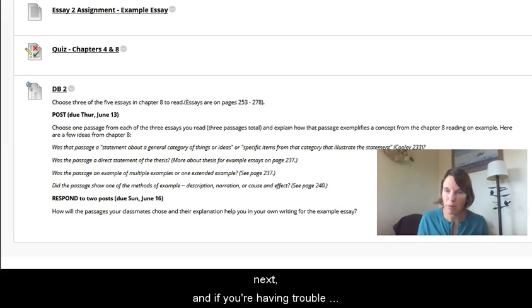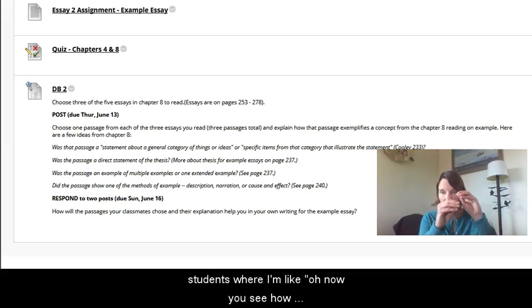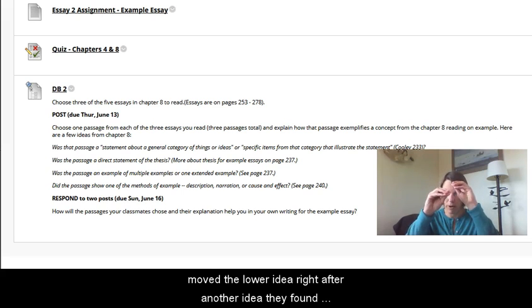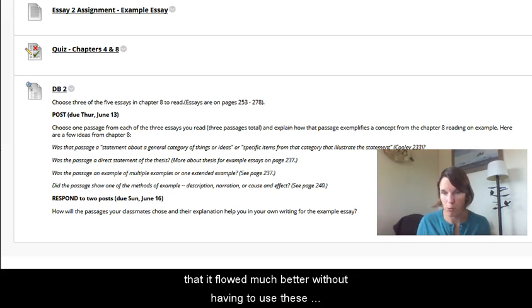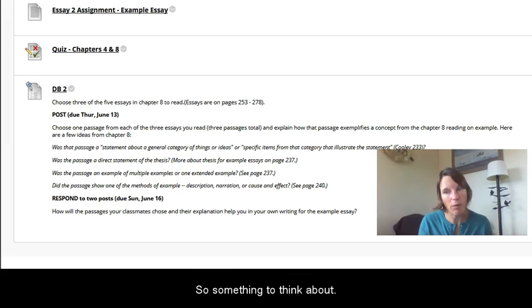And if you're having trouble doing that, sometimes it's actually just the way that you've organized your ideas. Oftentimes I'll work with students where I'm like, oh, do you see how well connected these two ideas are? But you split them up into two very different places. And if they actually just moved a lower idea right after another idea, they found that it flowed much better without having to use these really explicit and stifled transitional devices. So something to think about.